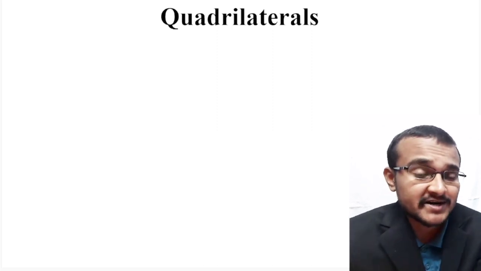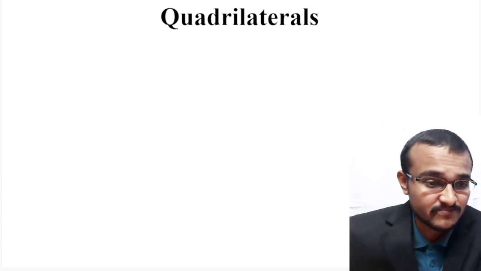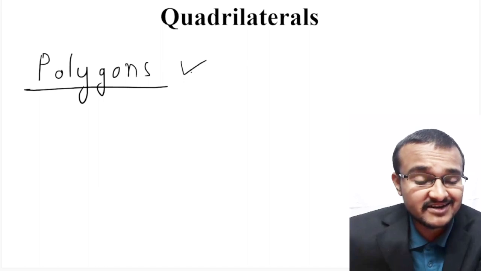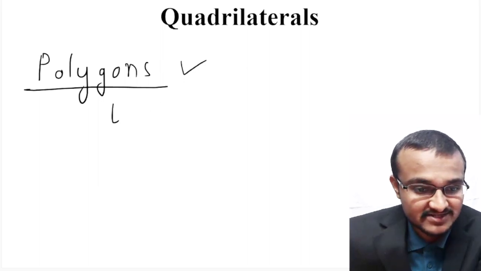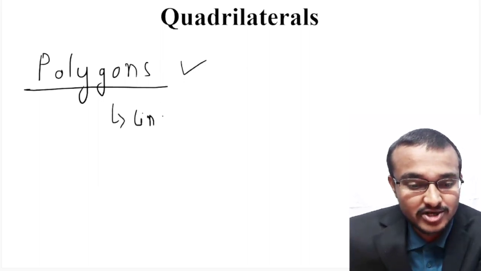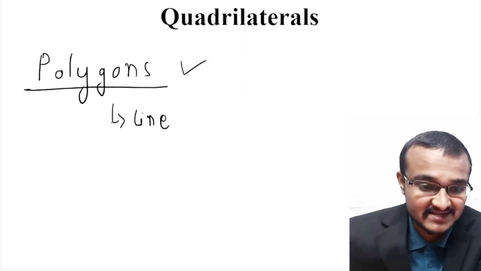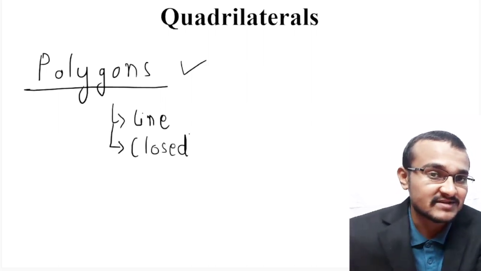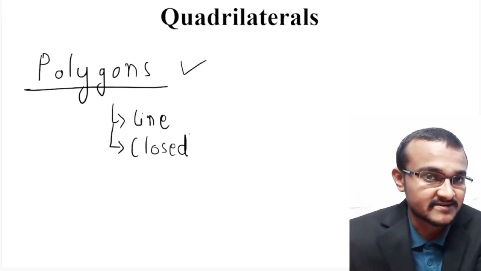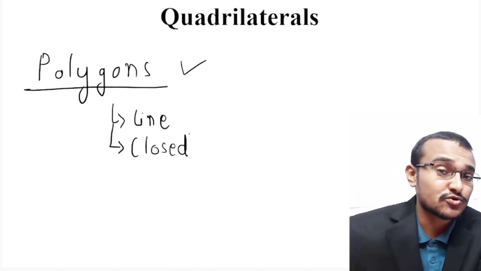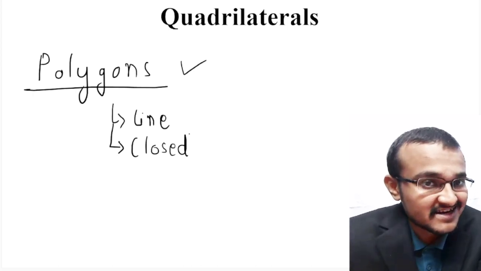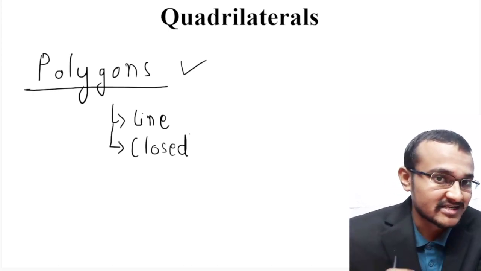Before moving to quadrilaterals, let us understand what polygons are. Polygons are those diagrams which contain only line segments. You should remember, a polygon always contains line segments, and polygons are closed, like all line segments should be closed with each other. Such a closed curve which has only line segments in it is known as a polygon.